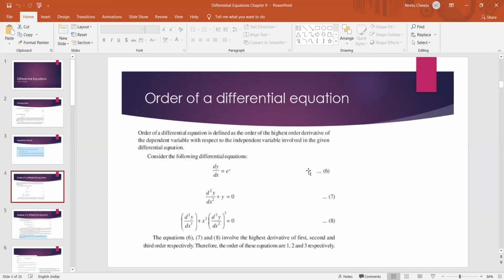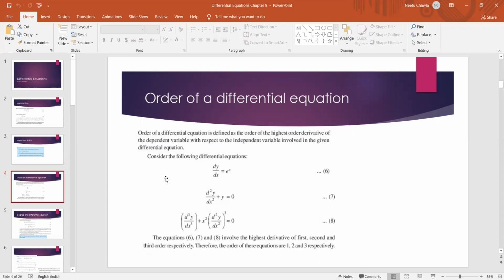Now, order of a differential equation. Our first main topic is order of a differential equation. What does the order of a differential equation mean? Order of a differential equation is defined as the order of the highest order derivative of the dependent variable with respect to the independent variable involved in the given differential equation.